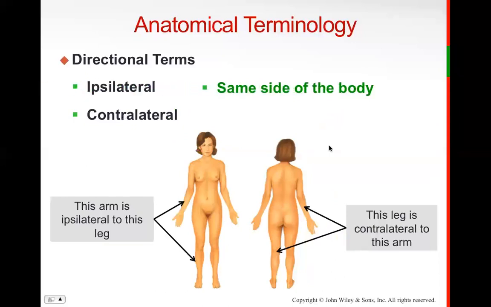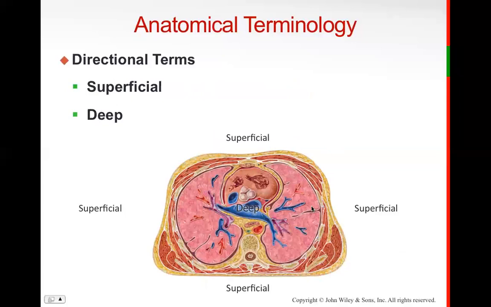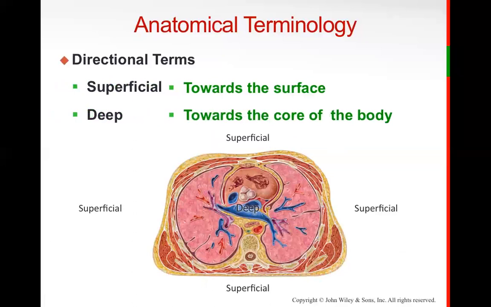Now, ipsilateral is referring to things on the same side of the body, as you can see in this picture here, the arm and this leg, and contralateral would be opposite sides of the body, all right? Next is superficial. Superficial refers towards the surface versus deep, which is towards the core of the body, all right?